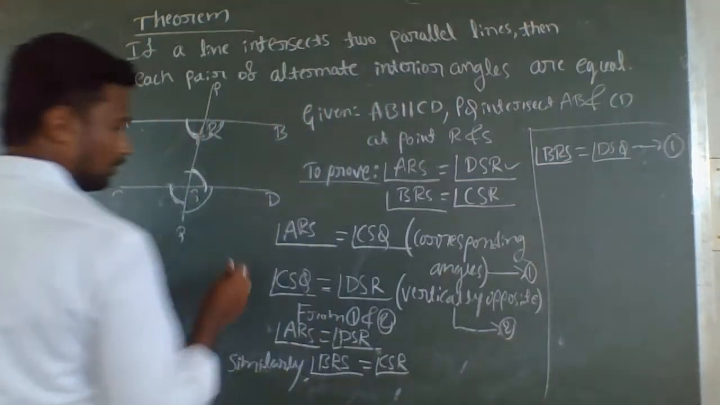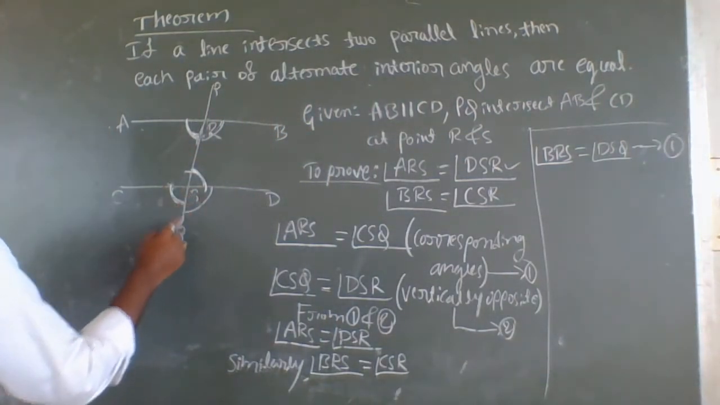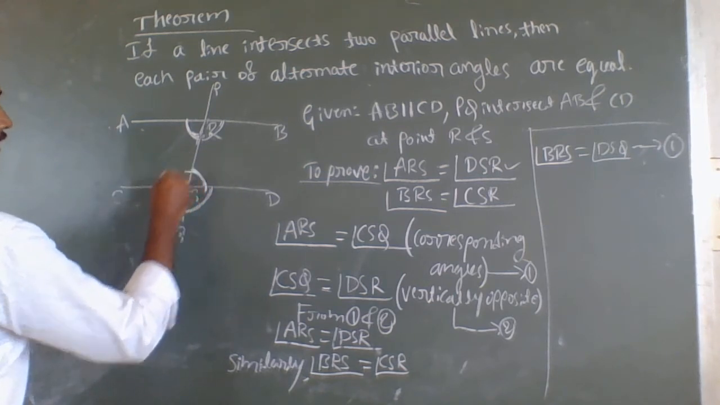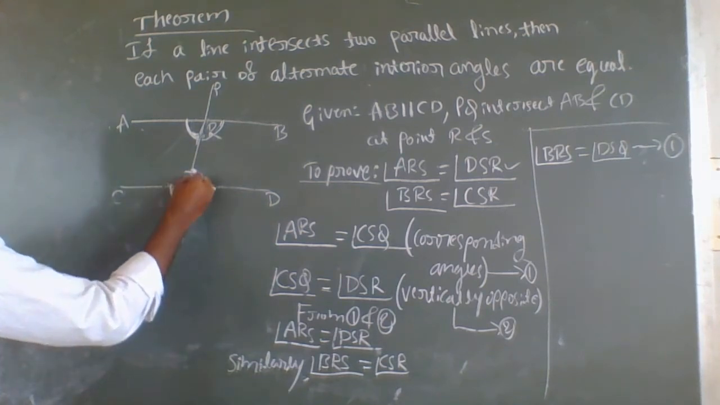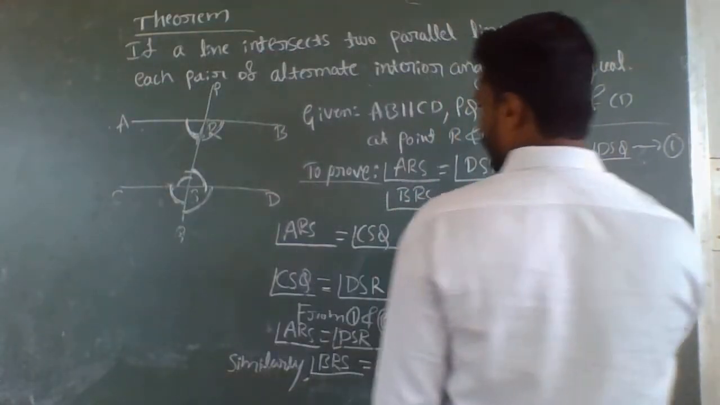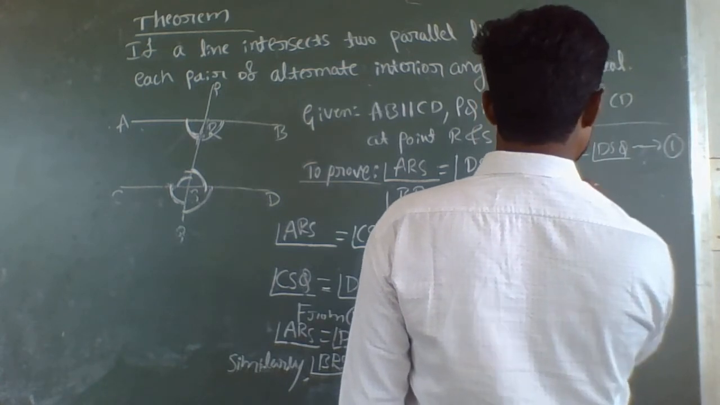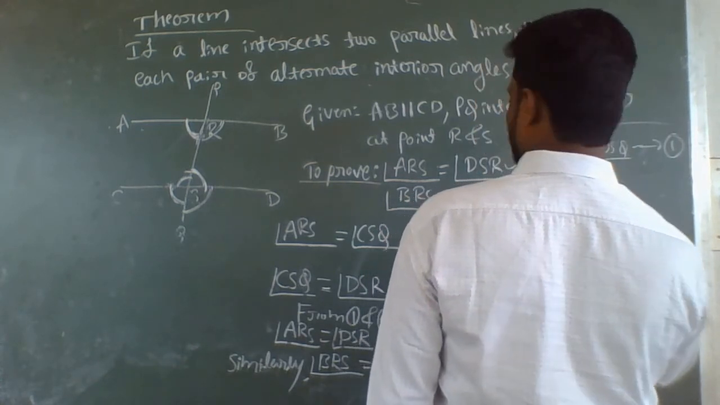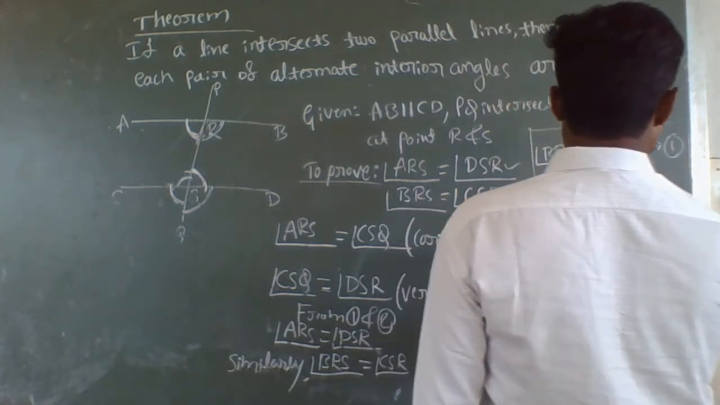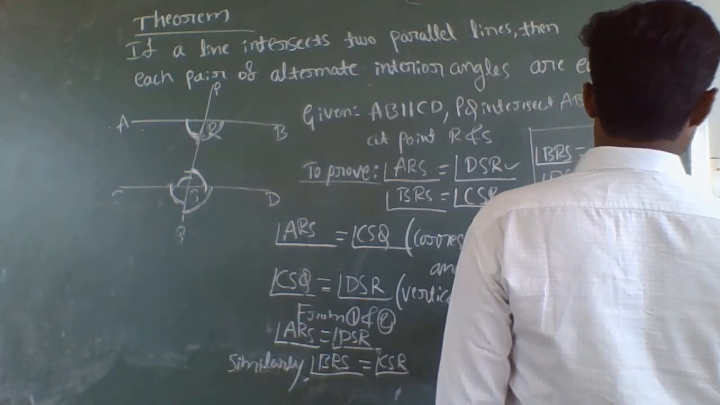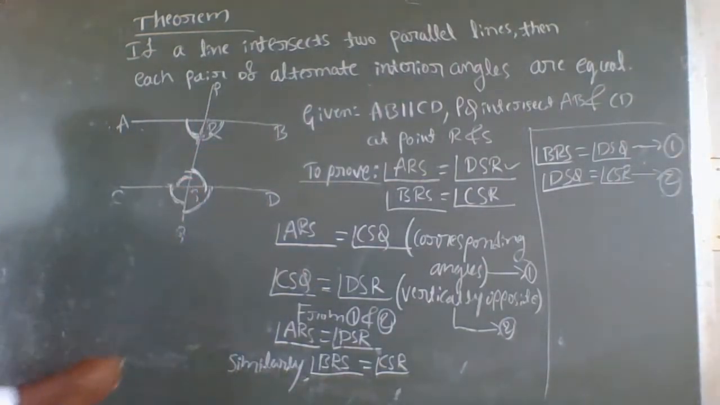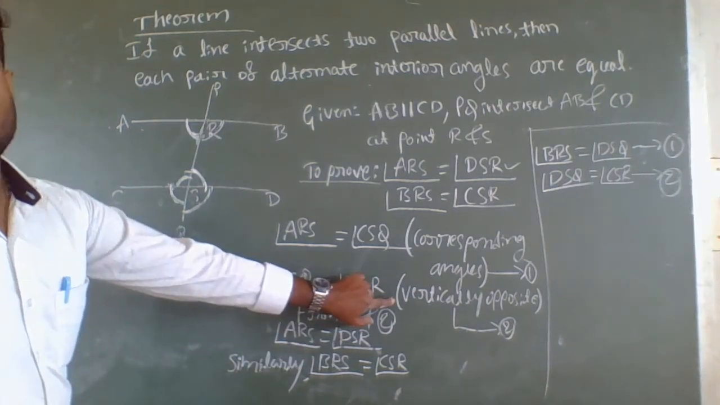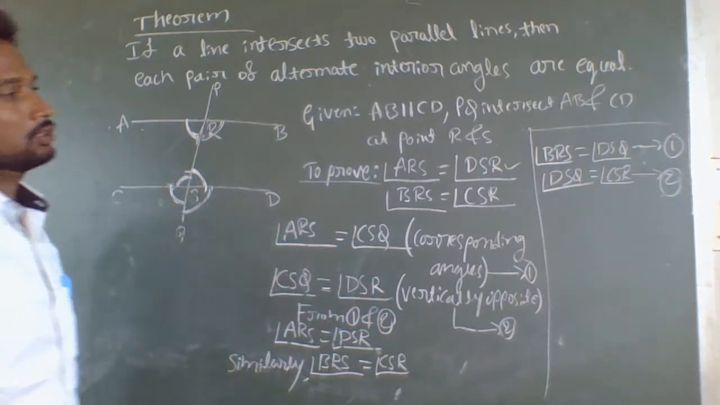Like this only, here angle DSQ, this angle is equal to angle CSR, this angle is equal to this one. How? Angle DSQ is equal to angle CSR, and consider it as 2. How are these two angles equal to each other? Why? Vertically opposite angles. Vertically opposite angles are equal to each other.